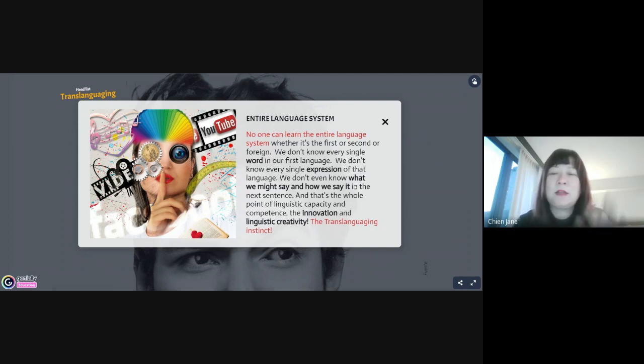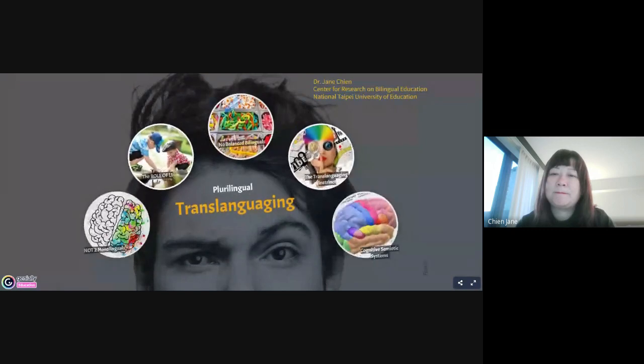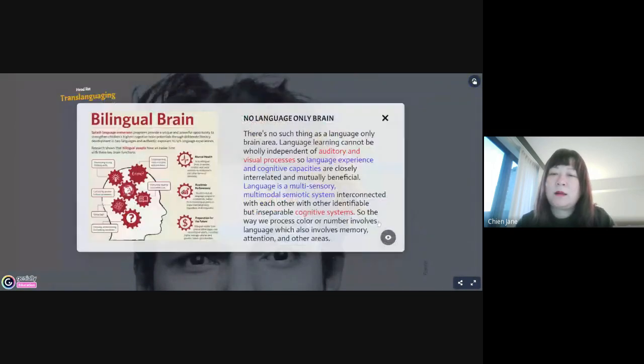All right, so what is the translanguaging instinct? It's that we view language as innovative and creative, and we have a whole linguistic capacity, and it's very flexible, okay?